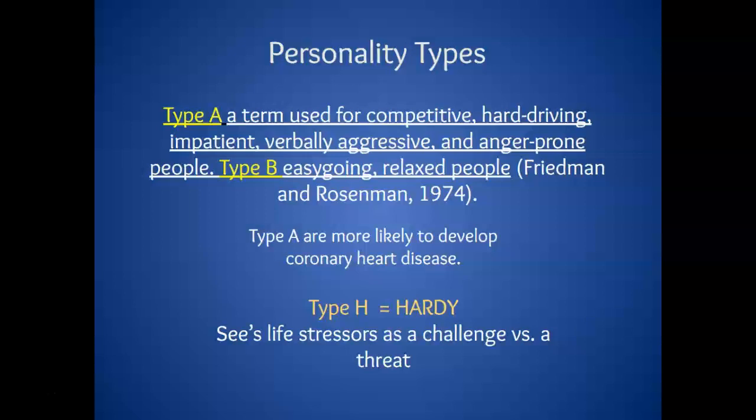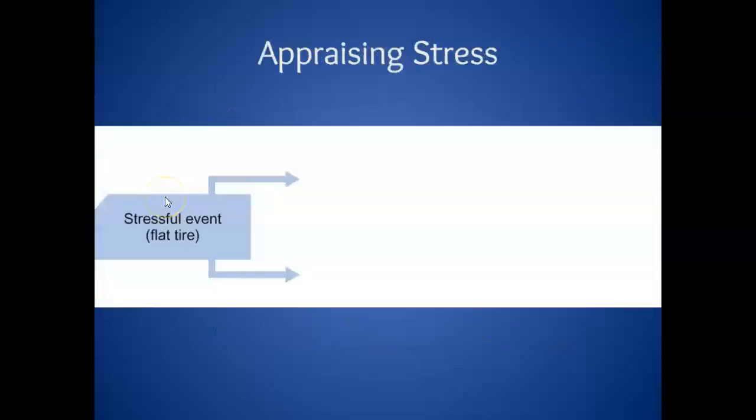There is a third type that I don't know if this is in your book, but we're going to cover it here. Type H equals hardy. They see life stressors as a challenge versus a threat. And you're going to watch a video later on that is about this.